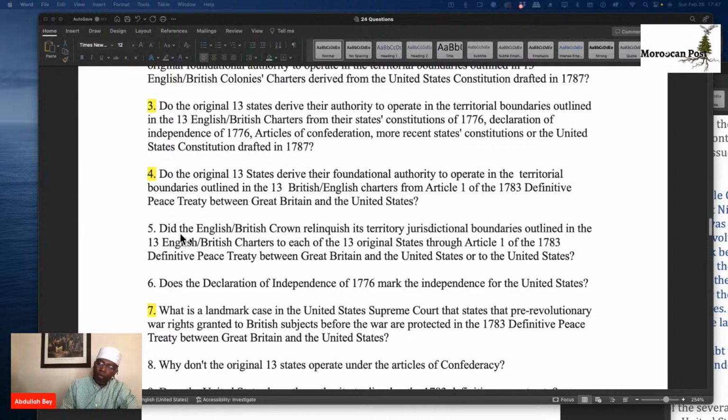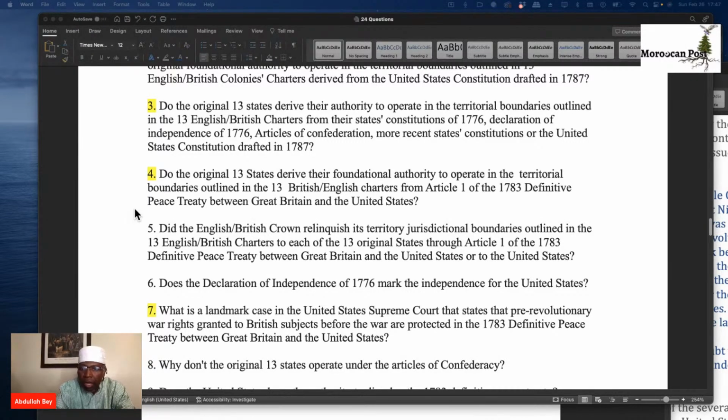Let's go to number 5. Did the English/British Crown relinquish its territory and jurisdictional boundaries outlined in the 13 English/British charters to each of the 13 original states through Article 1 of the 1783 Definitive Peace Treaty between Great Britain and the United States, or to the United States? Notice how the questions are structured to reinforce learning. This is from my years of teaching.